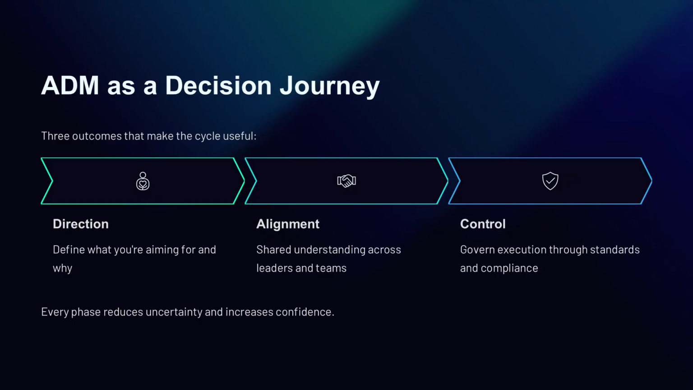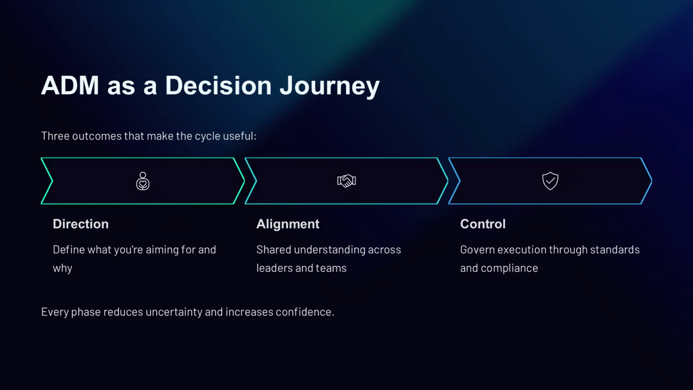Direction means you define what you are aiming for and why. Alignment means you build shared understanding across leaders, teams, and stakeholders, so work moves in the same direction. Control means you govern execution through standards, compliance checks, and exception handling so you do not drift.